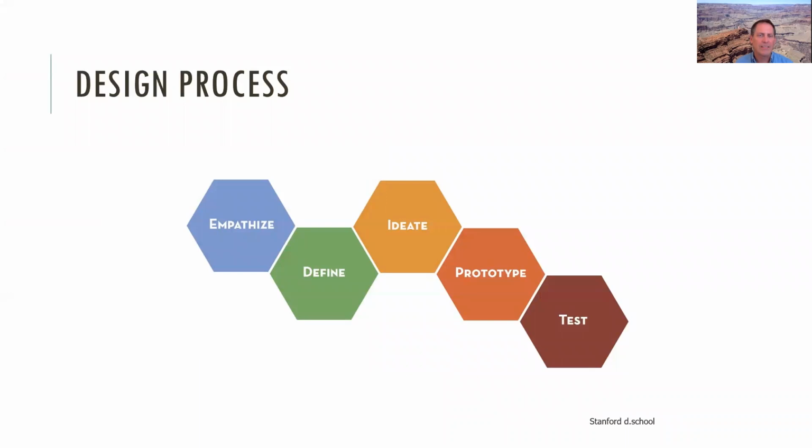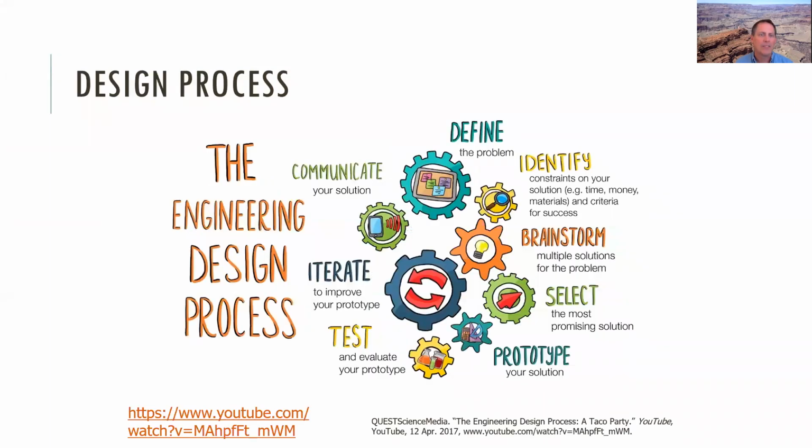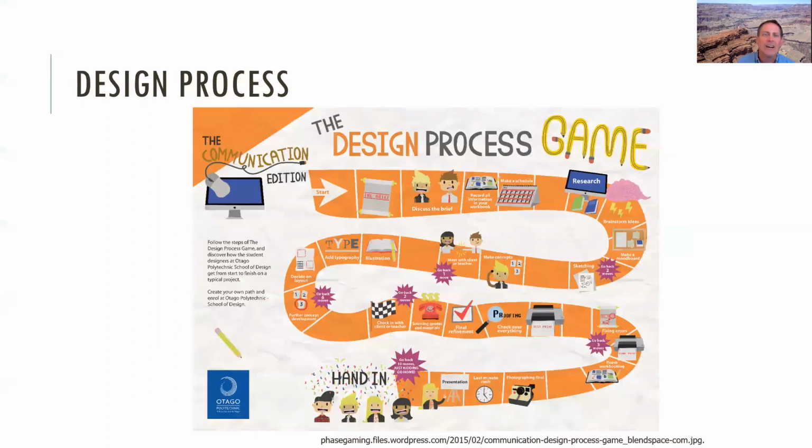Here's one that Stanford's D School uses: empathize, define, ideate, prototype, and test. Here's another one: define, identify, brainstorm, select, prototype, test, iterate, communicate your solution. The design process game, it's kind of feeling like a game at this point, right? What do you go through? What are the tasks you go through and how do you move through them? How quickly can you do that?